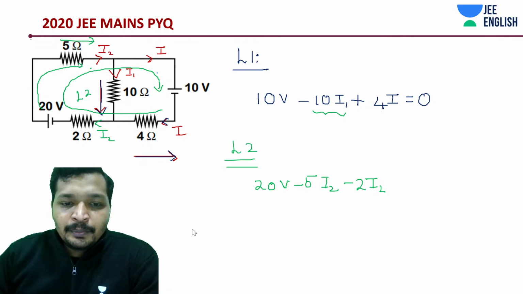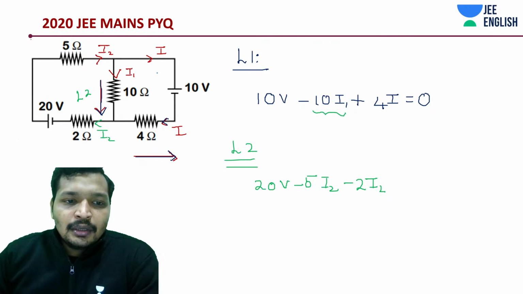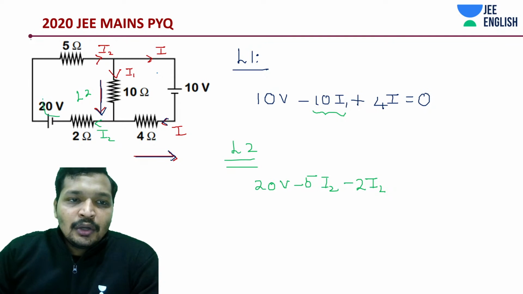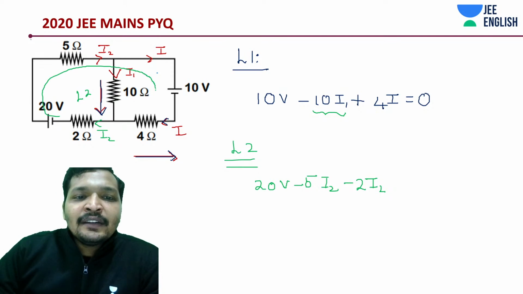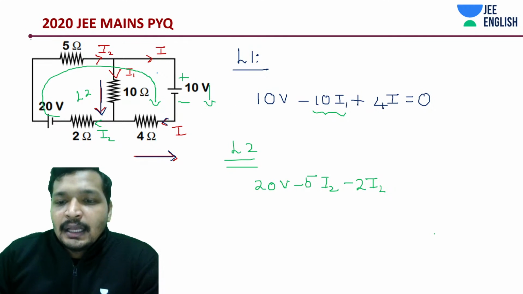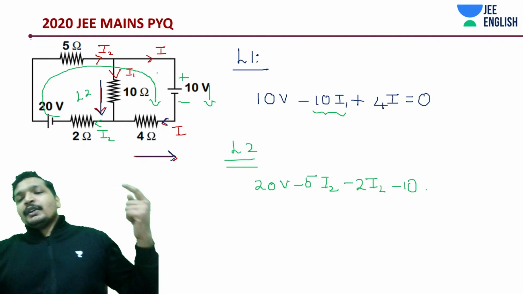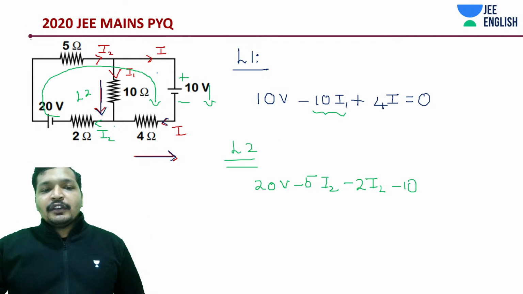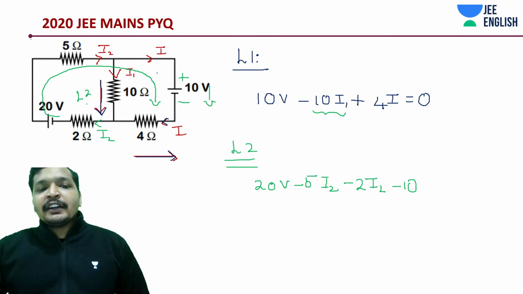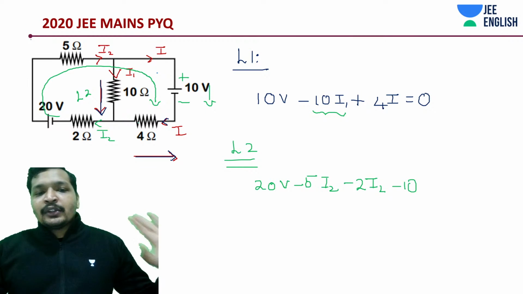Let me draw the loop again. Okay, this is 5, and then we have moved from positive terminal to negative terminal, hence this should be minus 10. You should be quickly able to write the equation without thinking so much. That's why I'm giving you some hints. Directly add 5 and 2, 7, so 7 into minus I2. That's it.